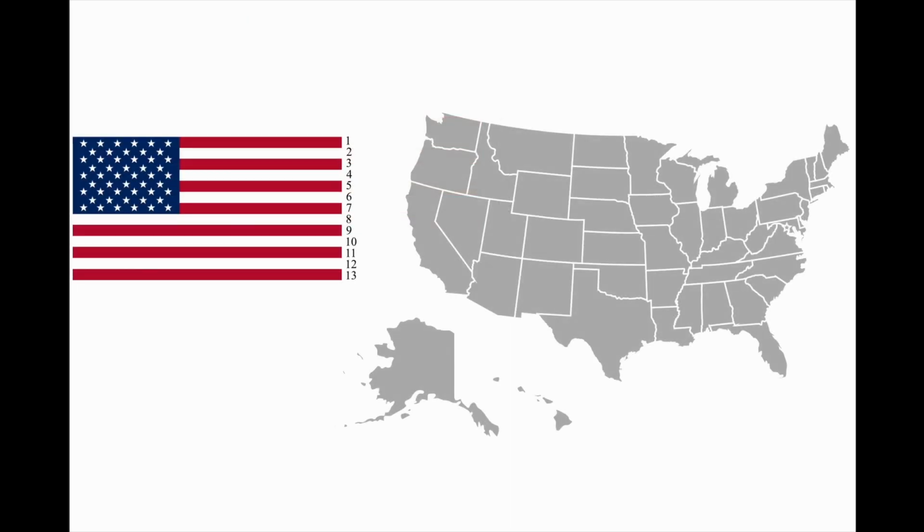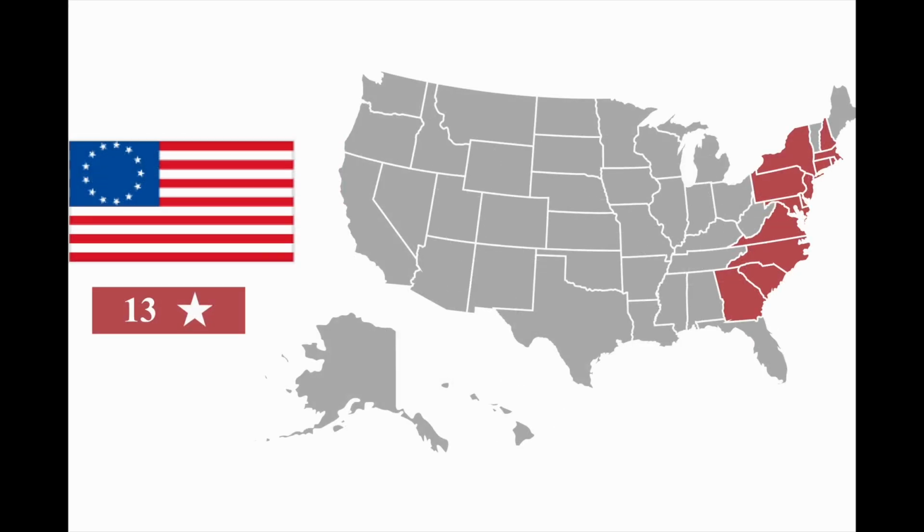The flag of the United States has 13 stripes to represent the original 13 colonies. The original 13 colonies that are now states are Georgia, South Carolina, North Carolina, Virginia, Maryland, Delaware, Pennsylvania, New Jersey, New York, Connecticut, Rhode Island, Massachusetts, and New Hampshire.